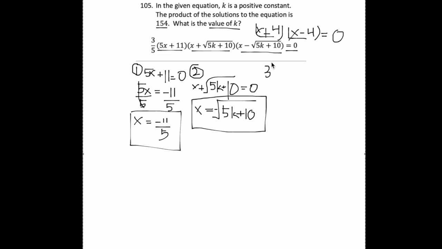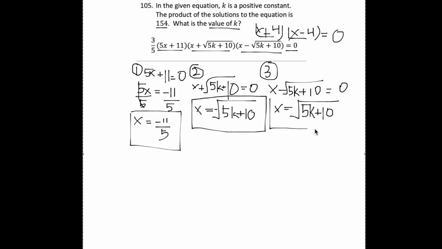Now for the third solution, we set the third factor equal to 0, and then we isolate x. So if we add the square root of 5k plus 10 to the other side, we get x equals the square root of 5k plus 10.